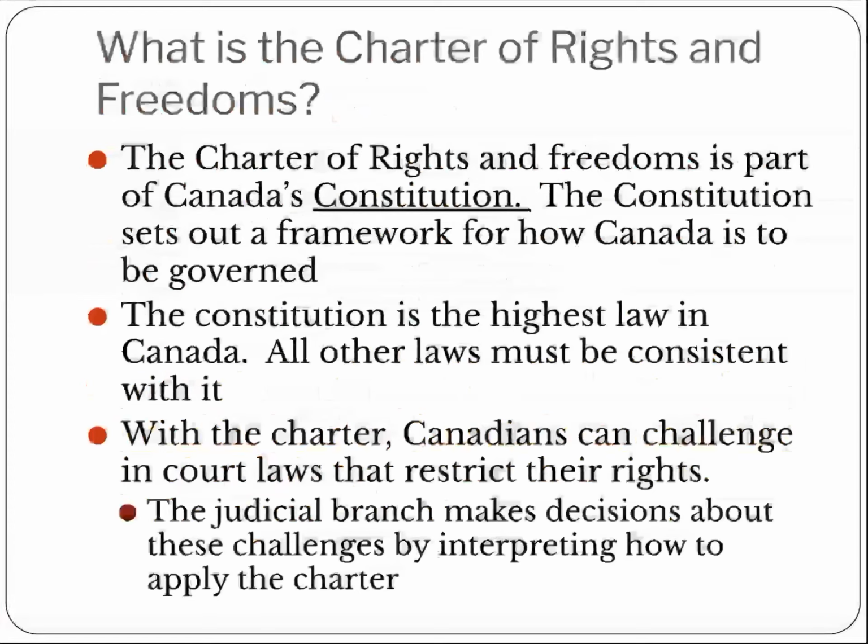So if anybody in Spruce Grove, Edmonton, Alberta, or anywhere in Canada makes a law, that law has to be consistent with the Constitution. If it's not, Canadians can challenge those laws in courts because they believe those laws are restricting their rights. That would mean the judicial branch of Canada, remember there are 3 branches of government, I believe you've already talked about this, will make decisions about these challenges by interpreting how they apply to the Charter.